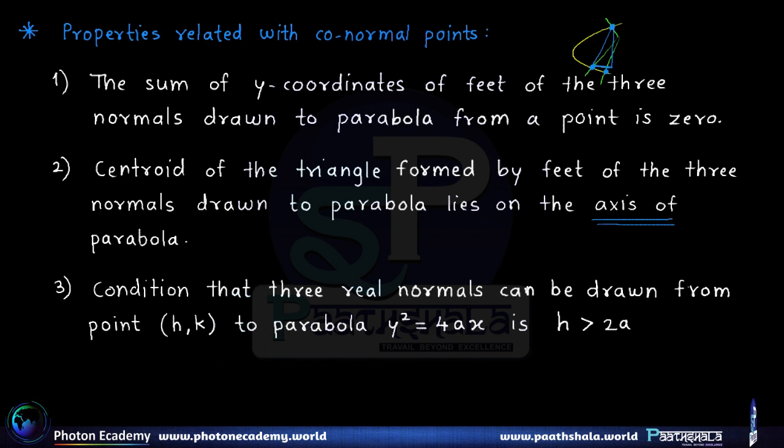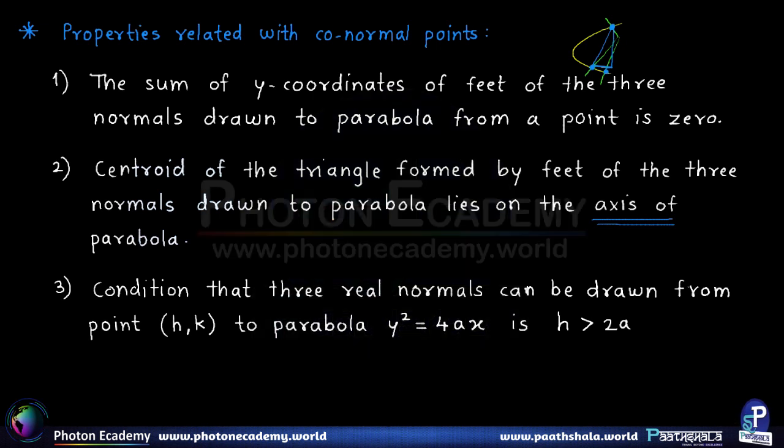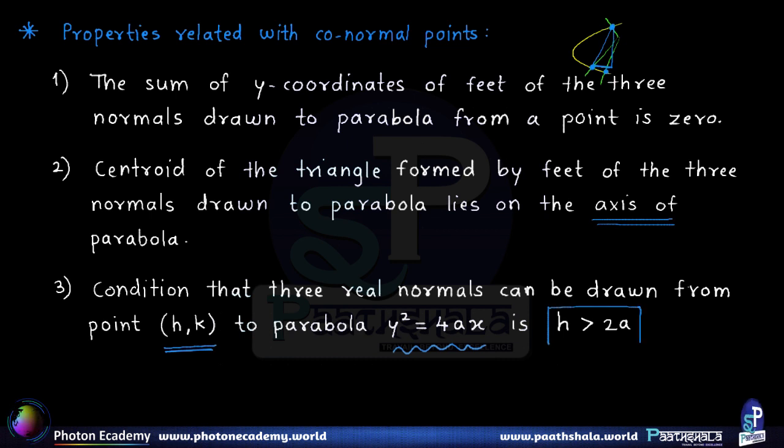And lastly, we have a criterion: how do we know from a given point whether we can draw 3 distinct normals or only one normal. The condition is that if the point is h comma k and the parabola is a standard parabola, then h should be greater than 2 times a. If this condition is satisfied, only then can we draw 3 real normals to the parabola, otherwise only one normal can be drawn. So that is the condition.